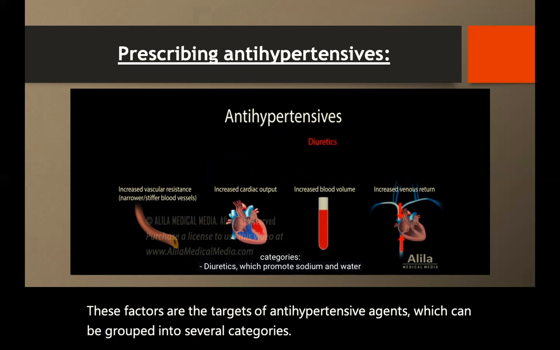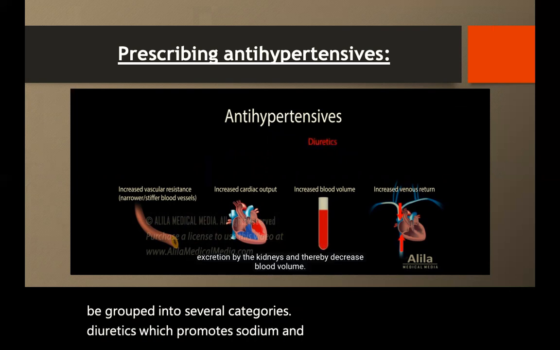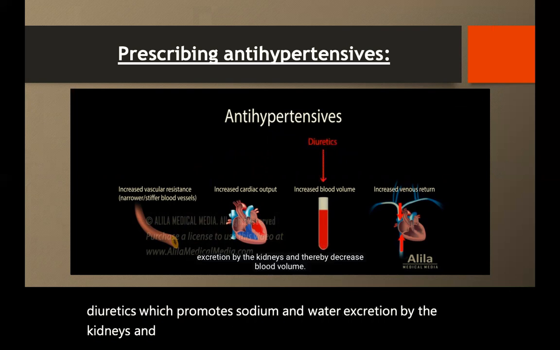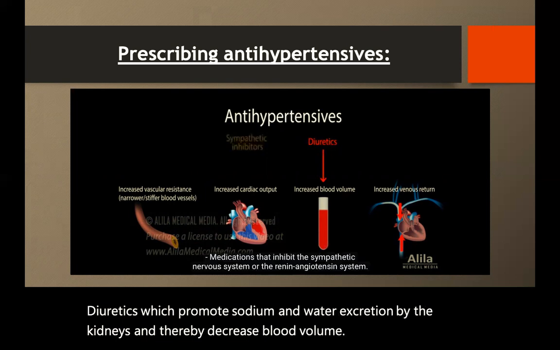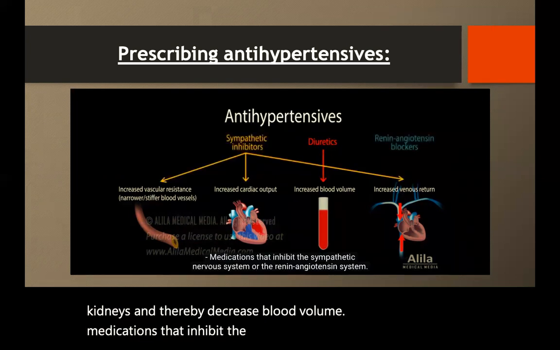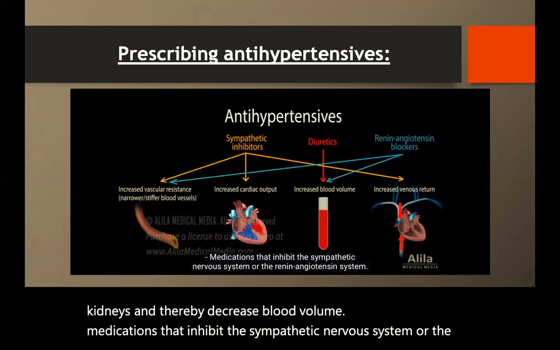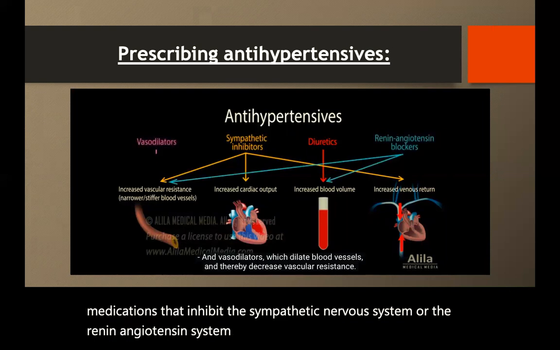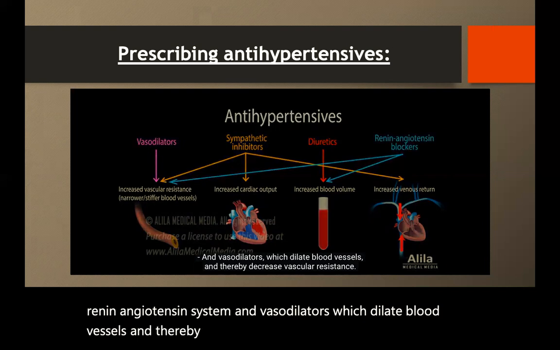Diuretics, which promote sodium and water excretion by the kidneys and thereby decrease blood volume. Medications that inhibit the sympathetic nervous system or the renin-angiotensin system. And vasodilators, which dilate blood vessels and thereby decrease vascular resistance.